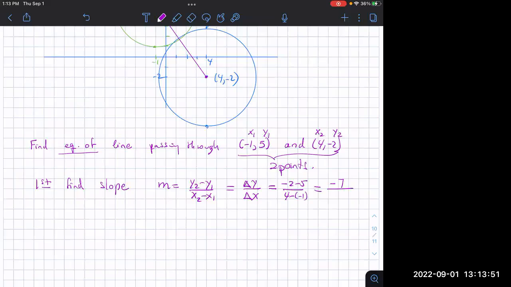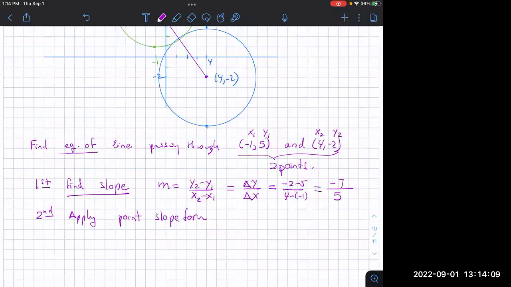-7 over 5, is that right? Yeah. Okay, so the first step is to find the slope. The second, you apply the point-slope form.